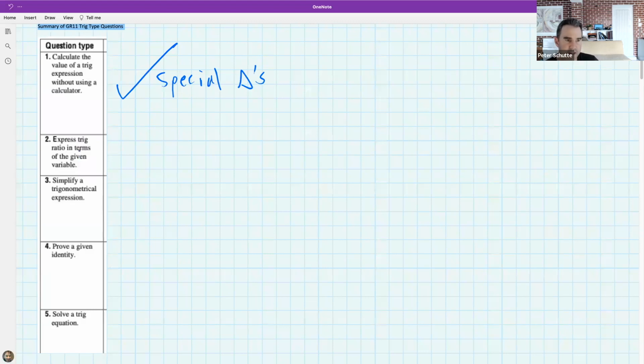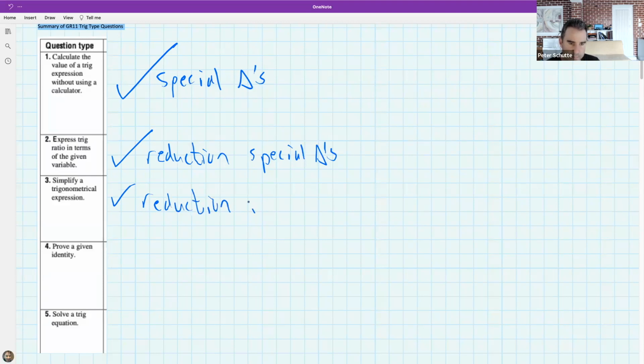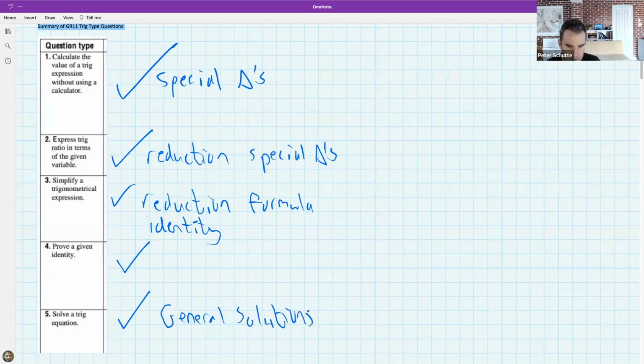Then the second type of question would be express trig ratio in terms of the given variable. We'll also come across that at a later stage. Also can involve the reduction formula and things like that, reduction and also special triangles. Simplifying a trig expression, this often will use something called the reduction formula, or it may also use something called an identity. Then there are questions that deal with proving a given identity. And then the last one is solving trig equations, but we talk about things called general solutions. So we're not going to do everything in super detail, but this is the broad grade 11 trig part that is sort of trig part one.